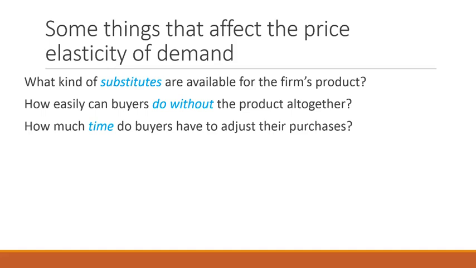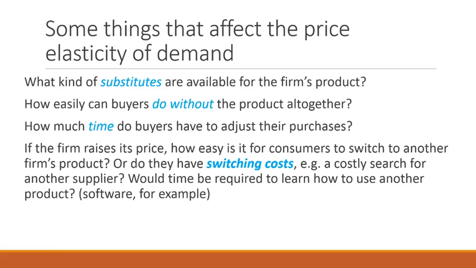Another issue that buyers have to think about is finding another source of supply, finding those substitutes. So how easy is it for buyers to switch to another firm's product? They might have what are called switching costs. So that's a cost of actually switching suppliers. That may take some time and effort to find another supplier. If they do find another source of supply, maybe it's going to take some time and effort to figure out how to use that other product.